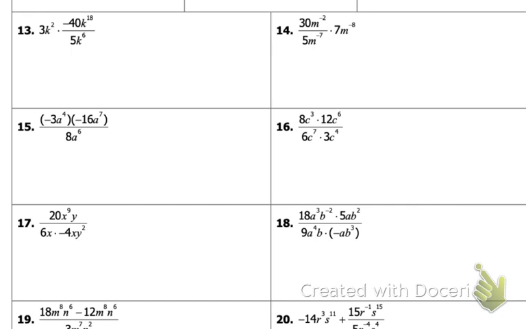15 looks like we have negative 3a to the 4th times negative 16a to the 7th. Now remember, PEMDAS tells us that if we have a division sign, we have to do everything on the top and simplify the bottom before we actually do our division. So we actually have to do this multiplication up here. This has to be the first thing I take care of.